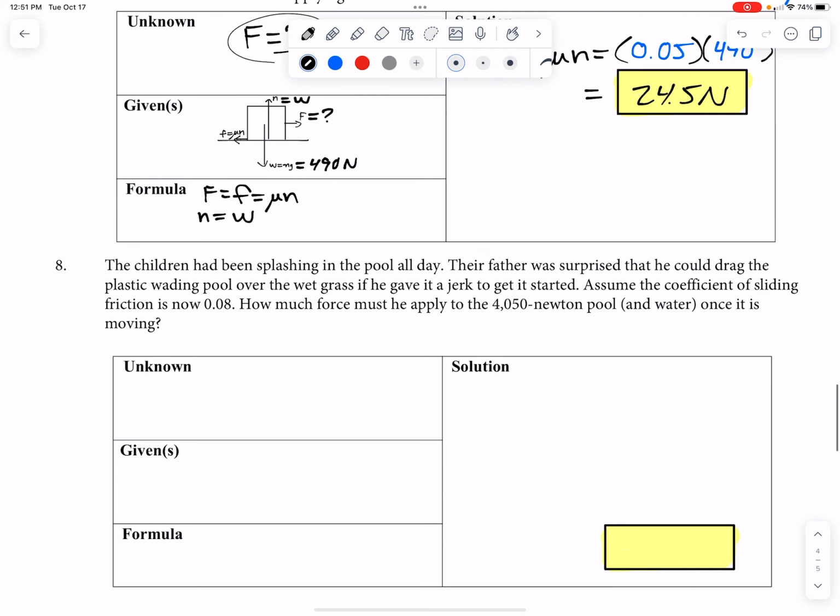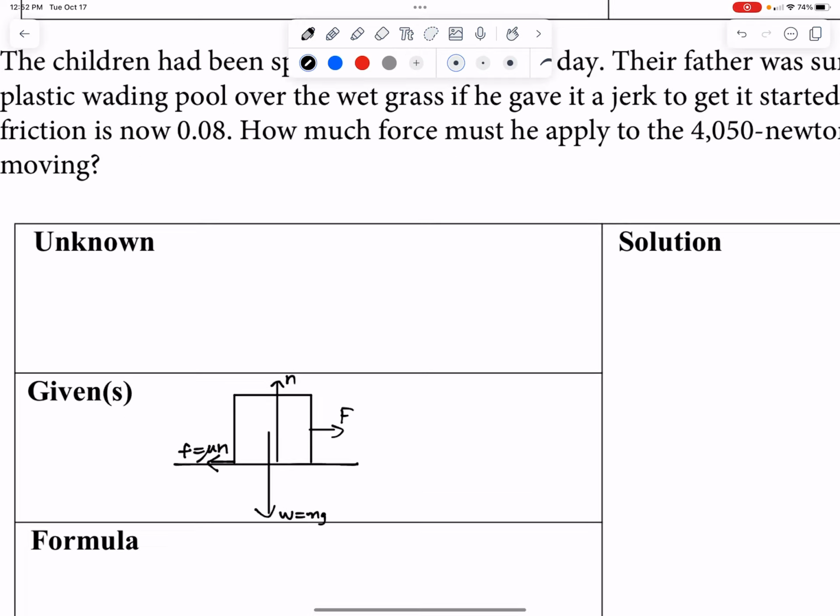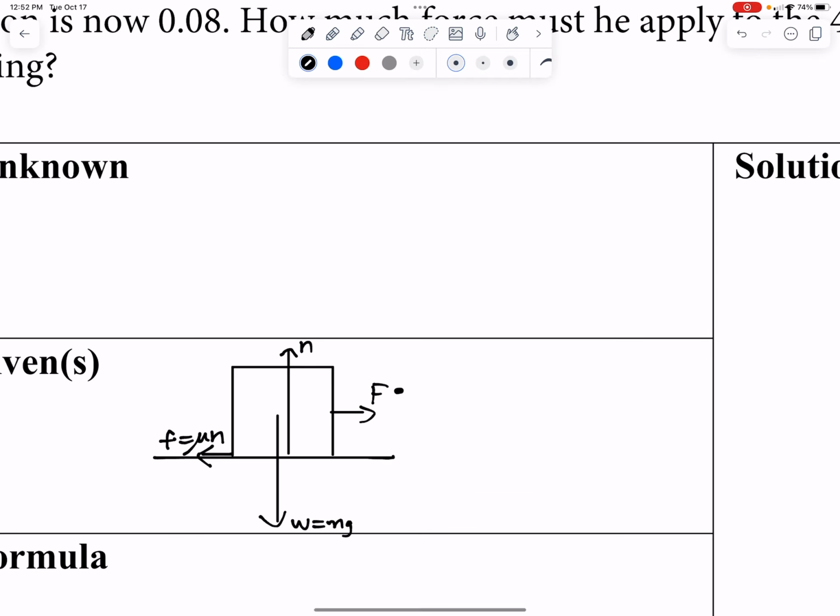Okay, number 8. The children had been splashing all day in the pool. Their father was surprised that he could drag the plastic wading pool over wet grass if he gave it a jerk to get it started. Assuming the coefficient of sliding friction is now 0.08, how much force must he apply to a 4,050 newton pool once it is moving? Okay, there's our picture. Again, we're looking for force. That's our question mark.